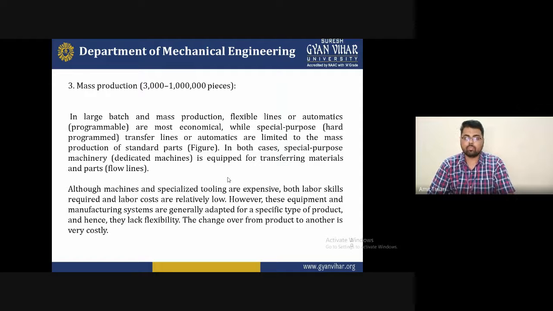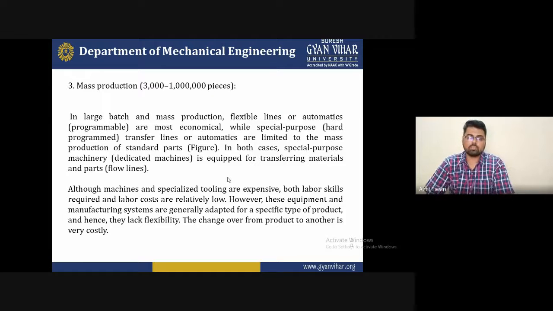So basically, if you manufacture a minimum of 300, or up to 1 lakh, or we can say 10 lakh pieces per day, or about this, then we select mass production, and we require a special purpose machine for transferring the material or the part.